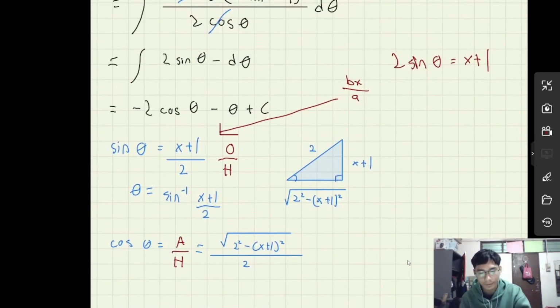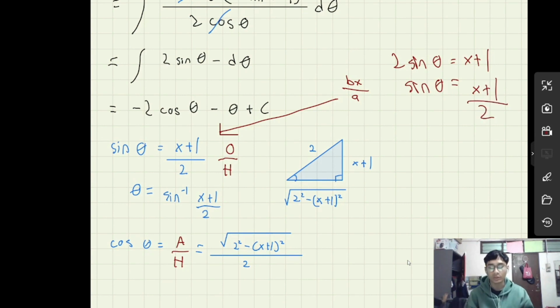And then we know that sin theta is equal to x plus 1 over 2. Also, we know that the formula of trigonometry is sin theta is equal to the opposite over hypotenuse. So theta is sin inverse of x plus 1 over 2.